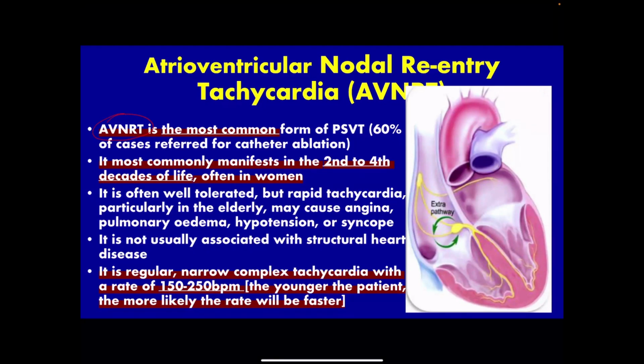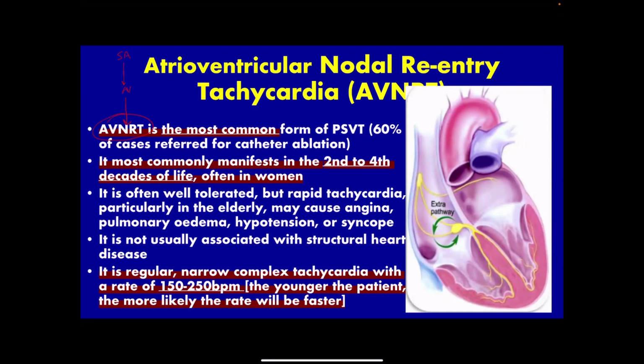So AVNRT is AV nodal re-entry tachycardia. How does this happen? Usually, the impulse travels from here. You have an SA node. It's going to travel to the AV node. There's some delay. Then it continues to the bundle of His, left and right bundle branches, Purkinje, everything. This is the normal way things flow.